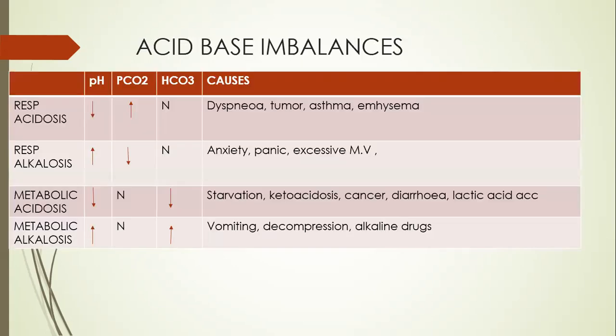Next are the imbalances, how the acid as well as the base imbalances take place. You can see here respiratory acidosis, respiratory alkalosis, metabolic acidosis as well as metabolic alkalosis. Simply by seeing the value of the pH itself, you can say what the condition is. If the pH is decreased, it simply indicates acidosis. When pH is increased, it is alkalosis. So you can conclude whether it is acidosis or alkalosis on the basis of pH.